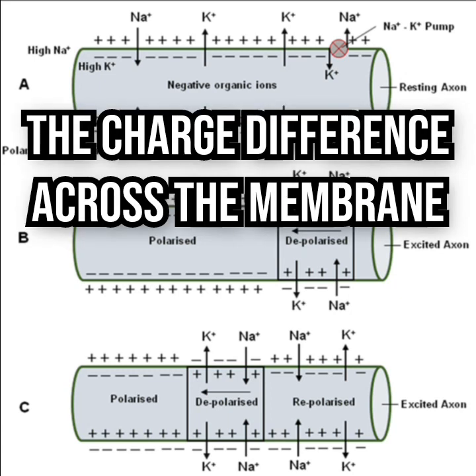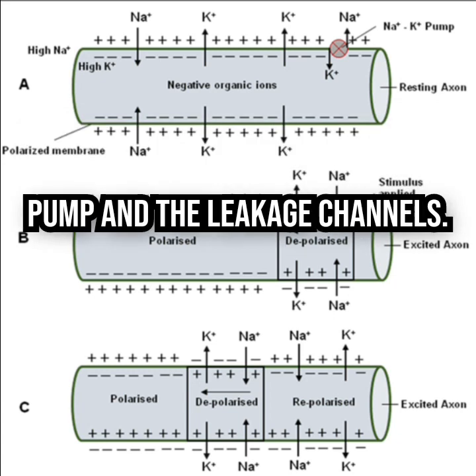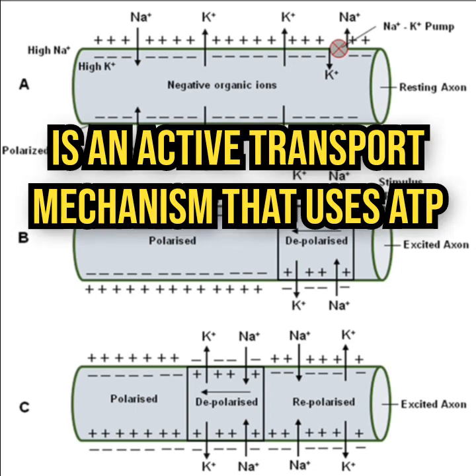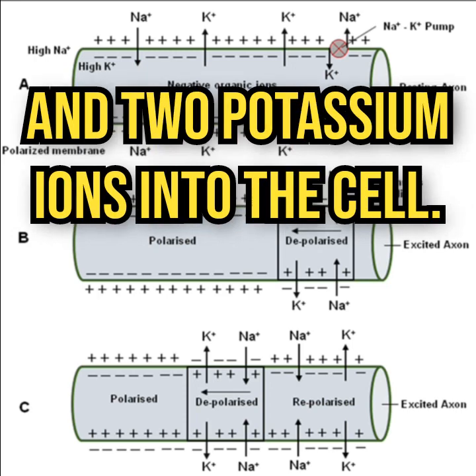The charge difference across the membrane of a neuron is maintained by the sodium-potassium pump and the leakage channels. The sodium-potassium pump is an active transport mechanism that uses ATP to move 3 sodium ions out of the cell and 2 potassium ions into the cell.